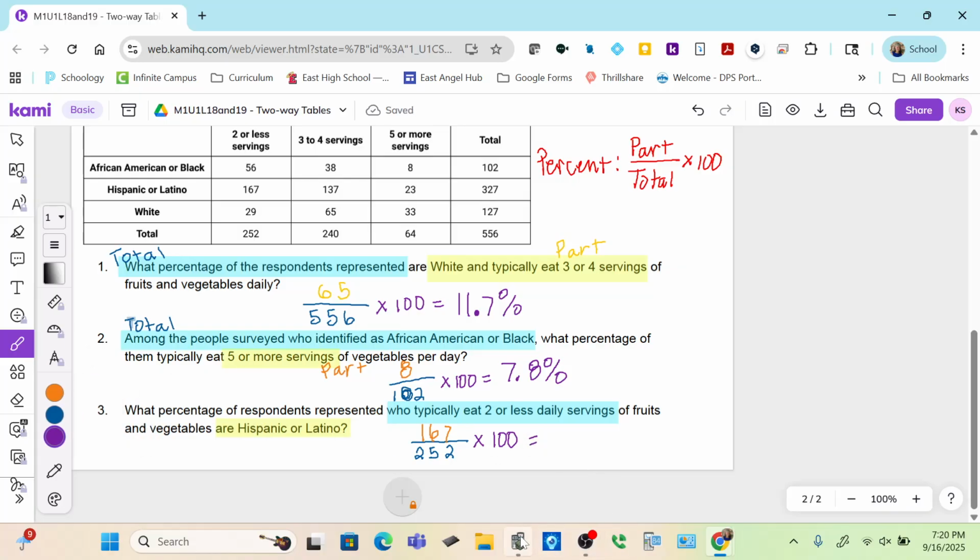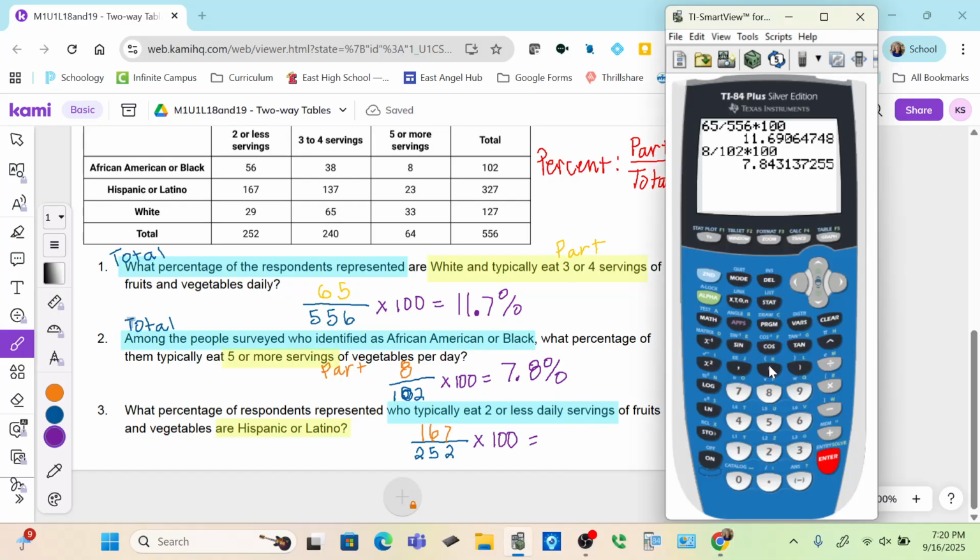So we take our calculator one more time here. 167 divided by 252 times 100 equals 66.3%.